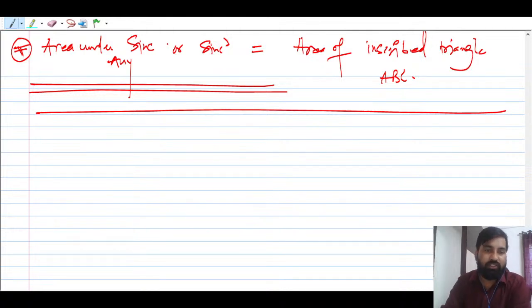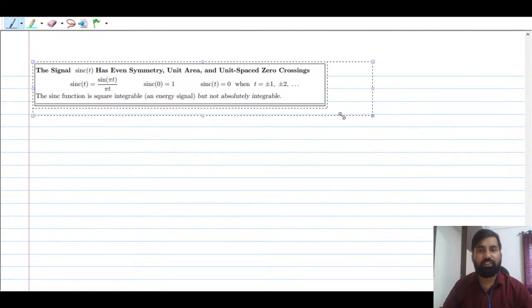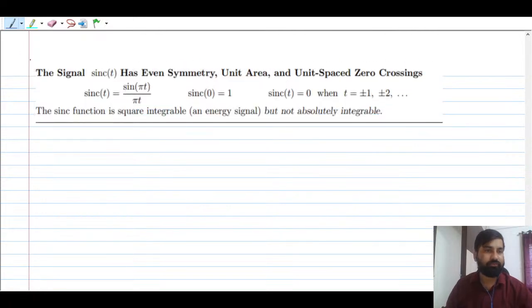So the sinc function is square integrable, you can say, but not absolutely integrable. Absolutely integrable is going to be very useful when we talk about Dirichlet conditions, or when we talk about Fourier transforms, and so on and so forth. So absolutely integrable is a very important concept. Let me summarize everything about the sinc function. These are the points that you have to remember.